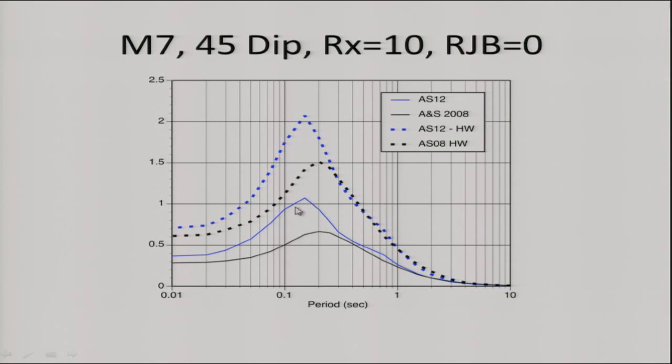The hanging wall effect is from a solid line to a dashed line. Okay, so those are actually comparable sizes of hanging wall effect, but our overall model is already on the footwall increased more at the high frequencies, or short periods.